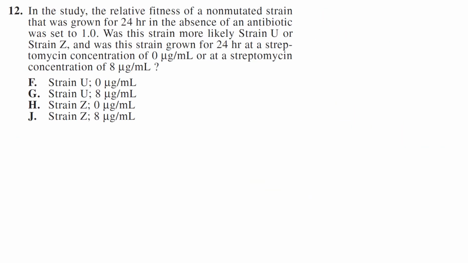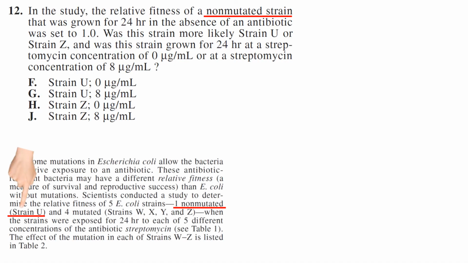Question number 12. In this study, the relative fitness of a non-mutated strain. So where are we going to find that? If you go to the reading, you'll see the non-mutated strain is strain U. Sometimes they'll call that the control in ACT and in science that was grown in the absence of an antibiotic was set to 1. Was this more likely strain U or strain Z? Well, we know it's going to be strain U, so we can go ahead and eliminate strain Z because we're looking for the non-mutated strain.